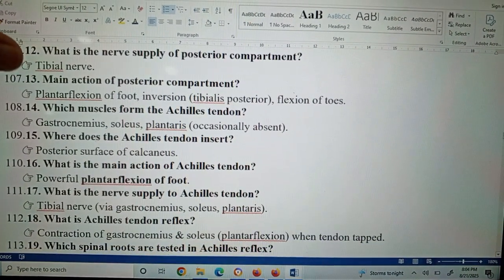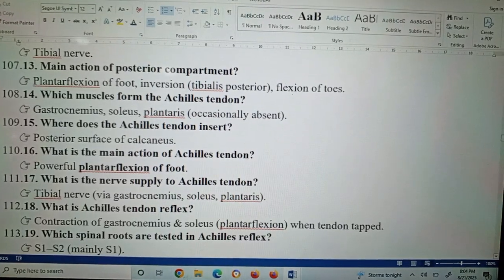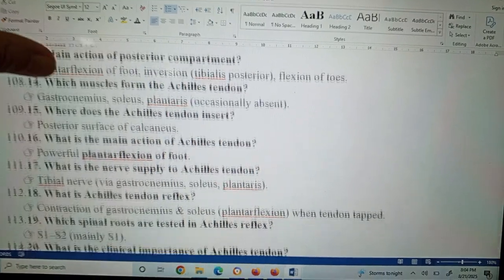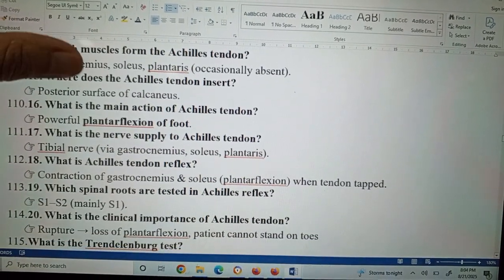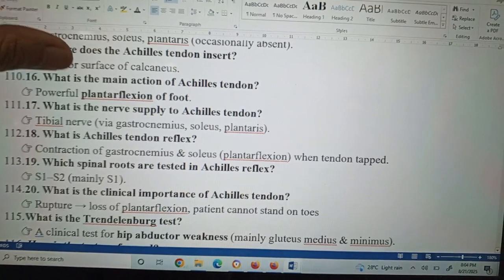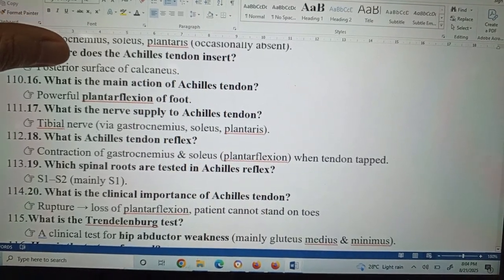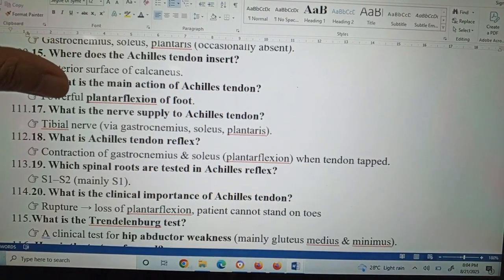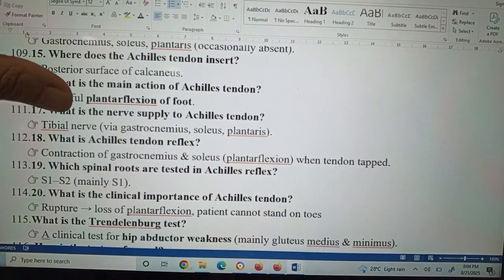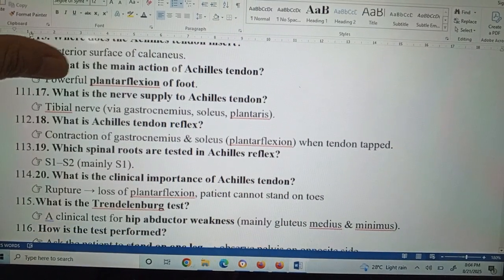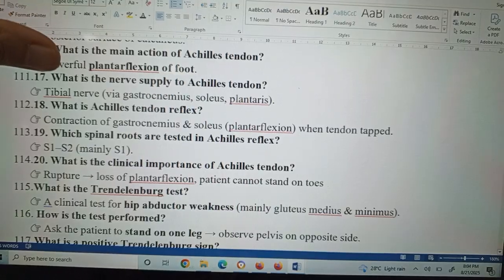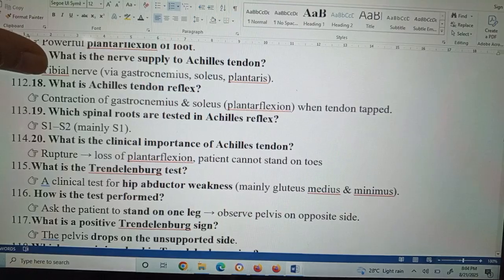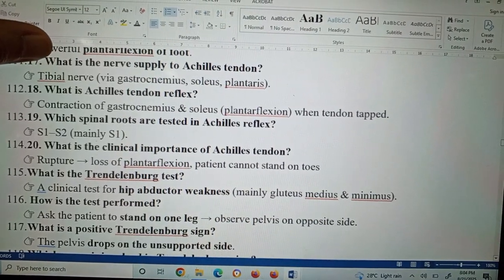Where is the Achilles tendon inserted? Into the posterior surface of the calcaneum, or calcaneus; both are the same. What is the main action of the Achilles tendon? Plantar flexion of the foot. What is its nerve supply? The tibial nerve. The Achilles tendon is formed by the gastrocnemius and soleus, which are supplied by the tibial nerve. What is the Achilles tendon reflex? Contraction of the gastrocnemius and soleus, causing plantar flexion when the tendon is tapped. Which spinal roots are tested in the Achilles reflex? S1 and S2, mainly S1.